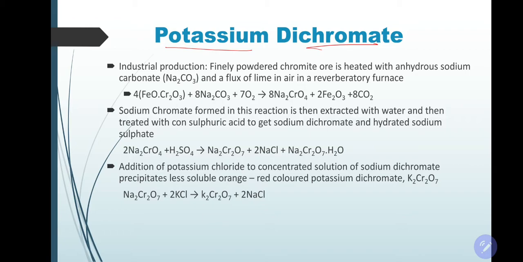Potassium dichromate is basically prepared first by industrial production. In industrial production, finely powdered chromite ore is heated with anhydrous sodium carbonate, that is Na2CO3, and a flux of lime in air in a reverberatory furnace. That is 4FeOCr2. This is chromite ore. It is heated with anhydrous sodium carbonate.